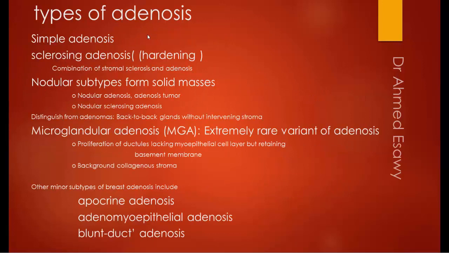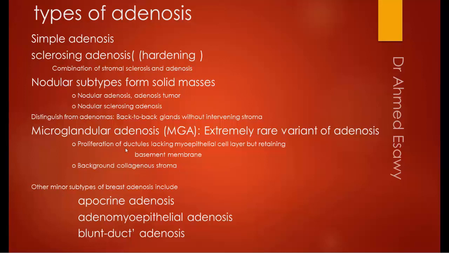Types of fibroadenosis. Simple fibroadenosis. Sclerosing adenosis, a combination of stromal sclerosis and adenosis. Nodular subtypes form solid mass-like nodular adenosis, adenosis tumor, nodular sclerosing adenosis, differentiated from adenomas by back-to-back glands without intervening stroma.